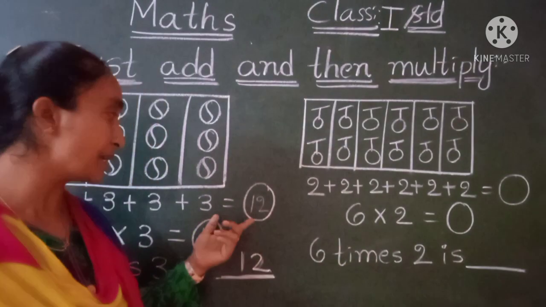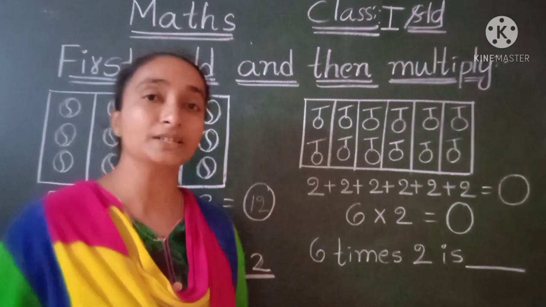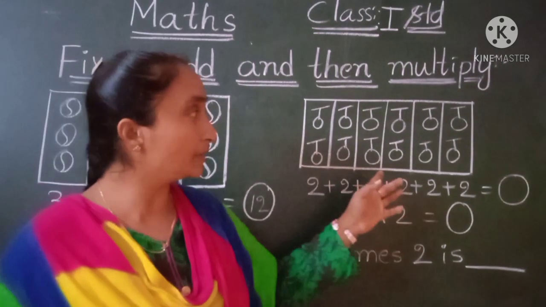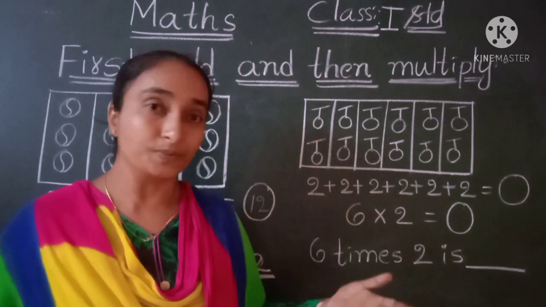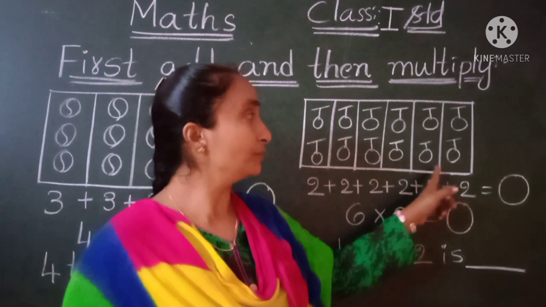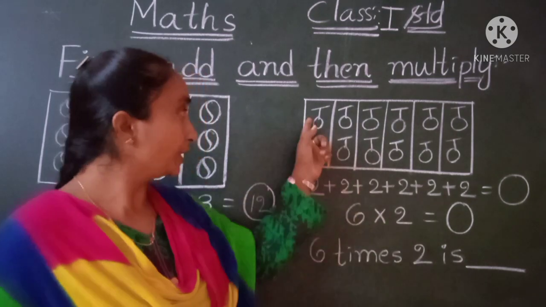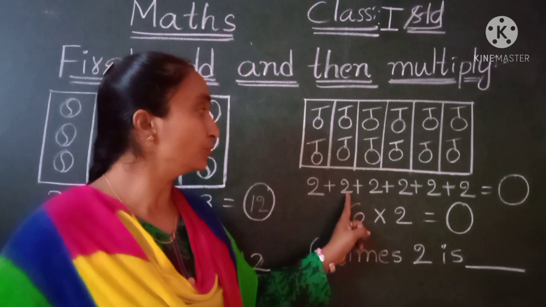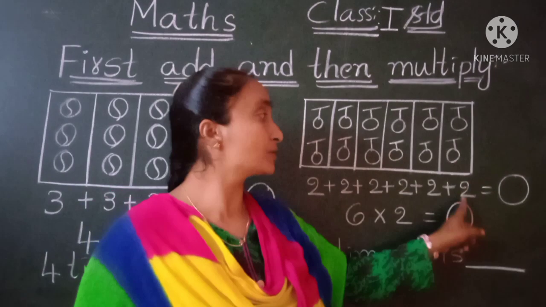Now let us see another example, children. Addition will give the same answer, and the multiplication will also give the same answer. Here we can see another example, the cherries. First we have to count the groups. 1, 2, 3, 4, 5, 6. 6 groups are there. In each group how many are there? In each group we find only 2 cherries. So 2 plus 2 plus 2 plus 2 plus 2 plus 2.